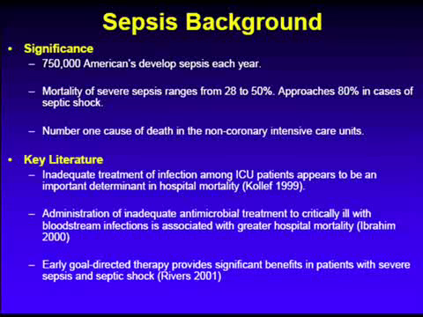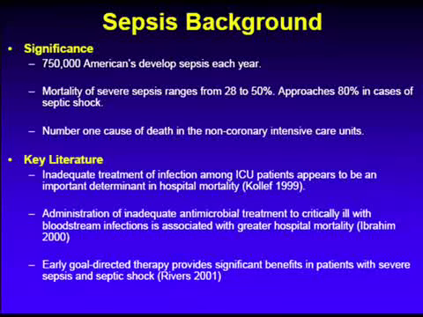What is sepsis? Its significance is great. It affects 750,000 Americans each year. The mortality ranges between 28 to 50% in patients with severe sepsis and approaches 80% in cases of septic shock. It is the number one cause of death in the non-coronary intensive care unit. It affects 1 in 4 globally. Numerous literature has been published over recent years on how to detect, treat, and monitor patients who have sepsis, as well as prevent sepsis in these high-risk patient populations.